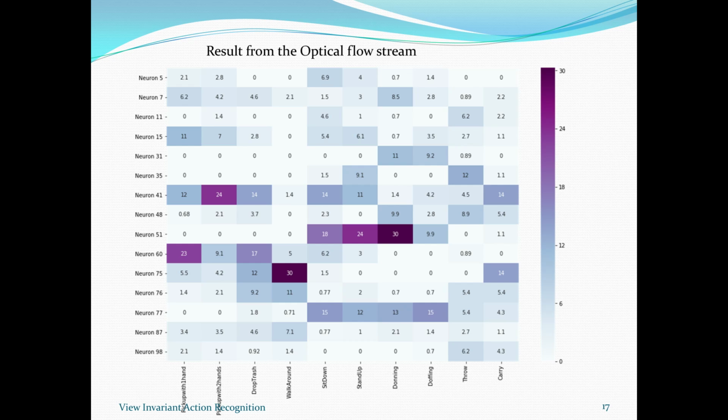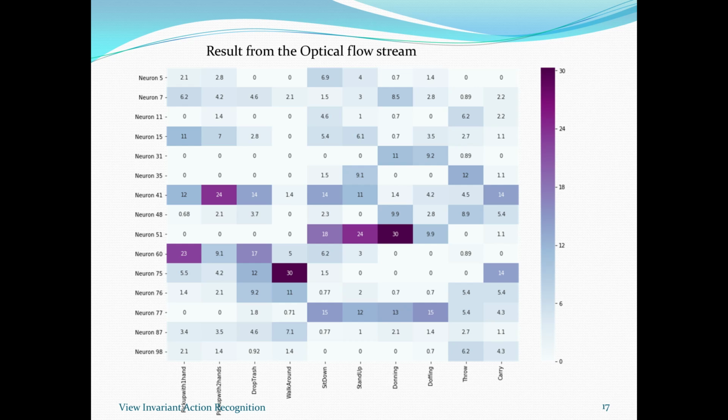And this is in percentages because the number of videos per class varied. So this is the percentage distribution. For example, the donning, which by the way means putting on a garment, I had to look that up. It's 30% of the times it activated neuron number 51, for example. And so these are the results we got.